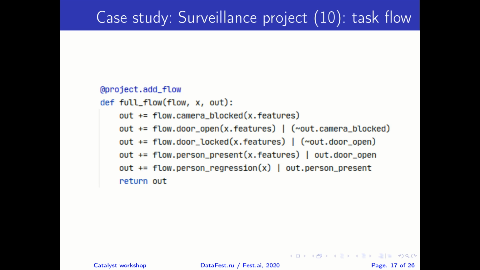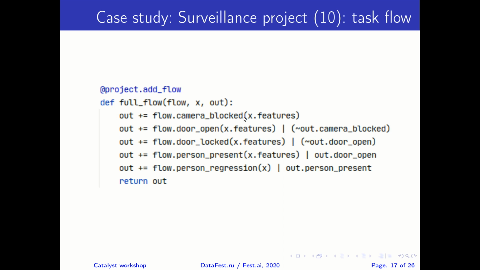So, this is what an example task flow looks like. It has 3 parameters. Flow is something in which the tasks are already registered, the list of tasks is already registered. X is an input dictionary of features. So if you have different features for different tasks, you would have multiple keys and values. Here only one key is present, the features key. And out is the thing in which we accumulate the result. And you can see here the flow that we described in natural language translated to this small DSL-like function.